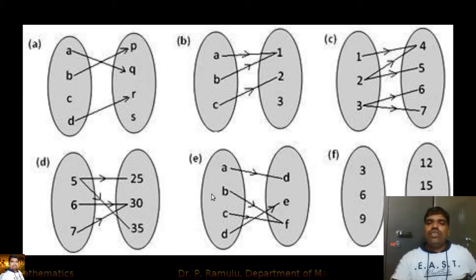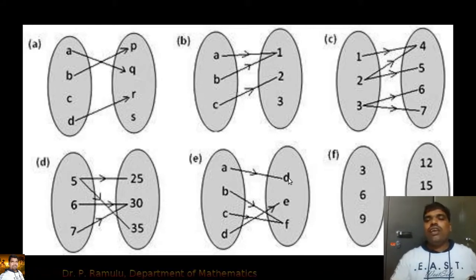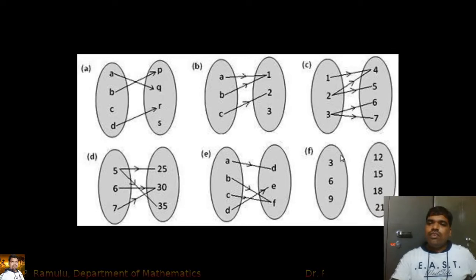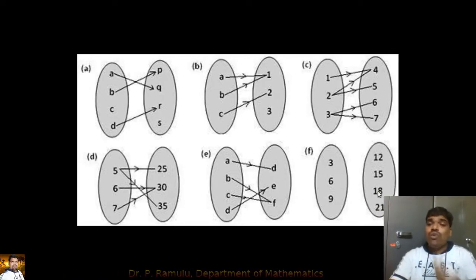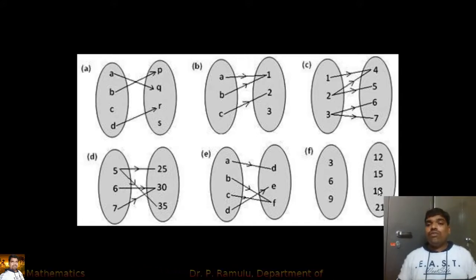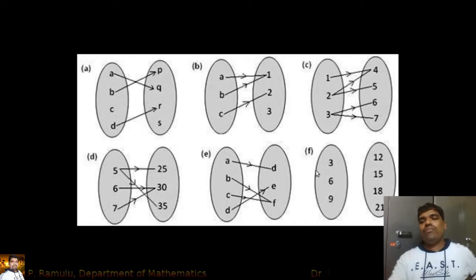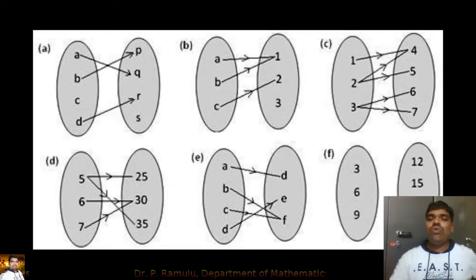Here, A goes to D, B goes to F, C goes to F. Every element in this set has a unique image only. So that's why it is a function. What about this one? Here there are no images, there is no correspondence, so we are unable to say. Our definition is that for every element in A there exists a unique image, but here there are no images. So it is not a function.